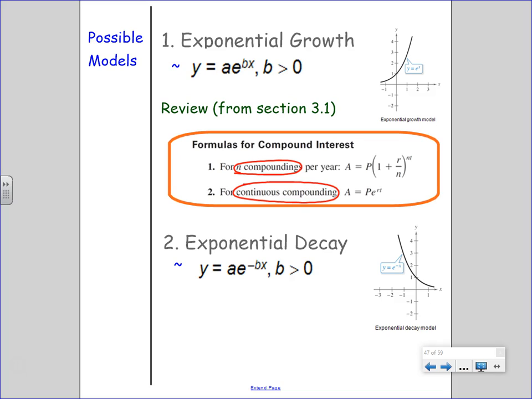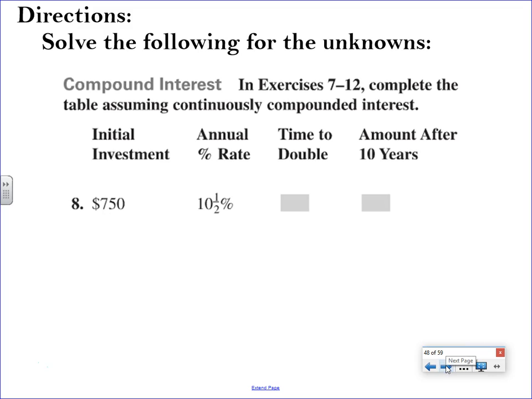You guys already got these two graphs. Let's go to that example that we were ending with as you were writing yesterday. What's it talking about? Look at the title. What kind of compounded interest? Read the directions. Read the bold stuff. Continuously. Nice. So what formula from the get-go am I going to be using? Pert.